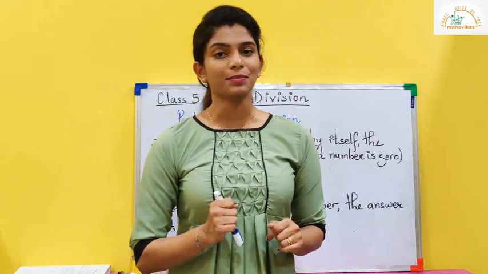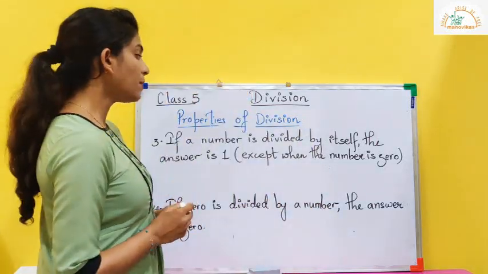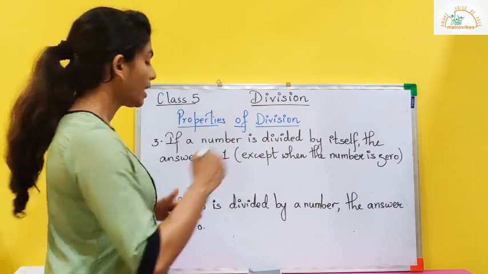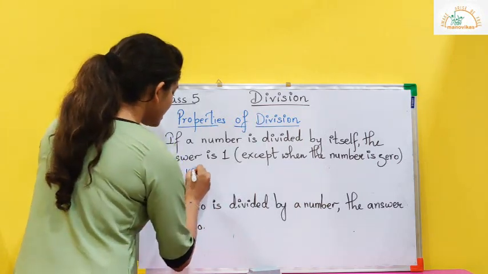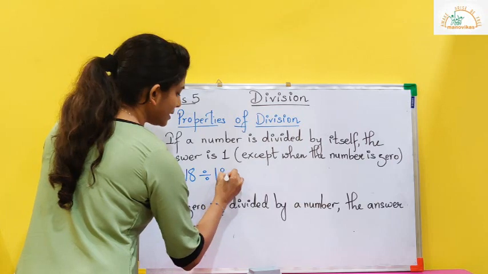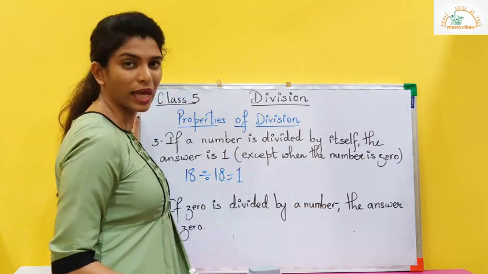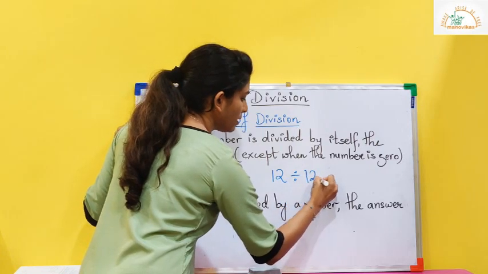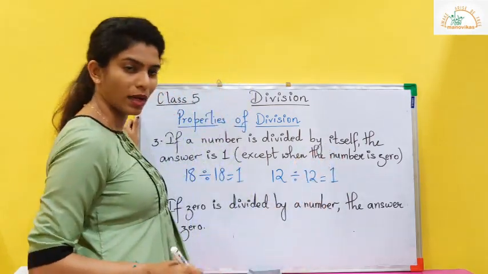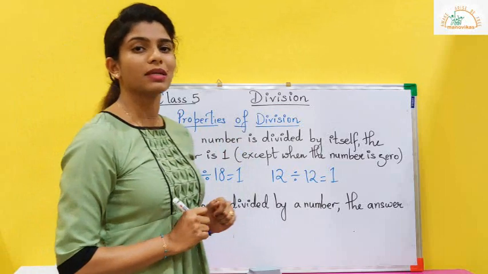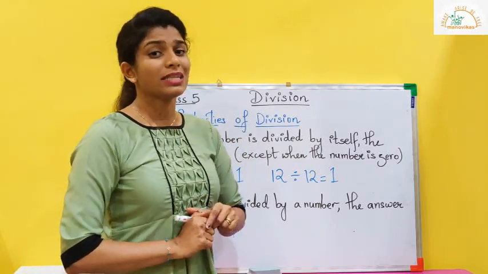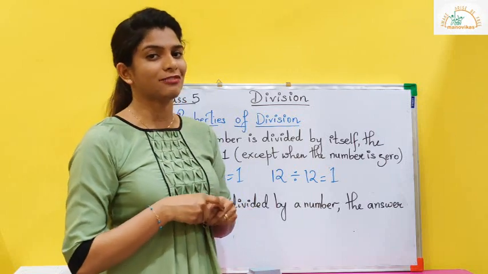Now let's learn the third property. If a number is divided by itself, the answer is 1. Let's take one example. 18 divided by 18 will give me 1. Let's take one more. 12 divided by 12, the answer will be 1. Except when the number is 0. We cannot divide a number by 0. It has no meaning and it is undefined.